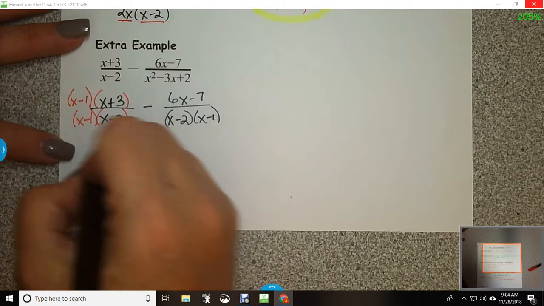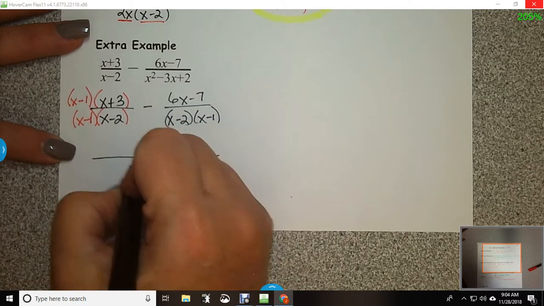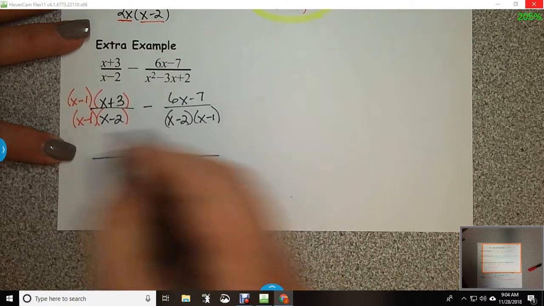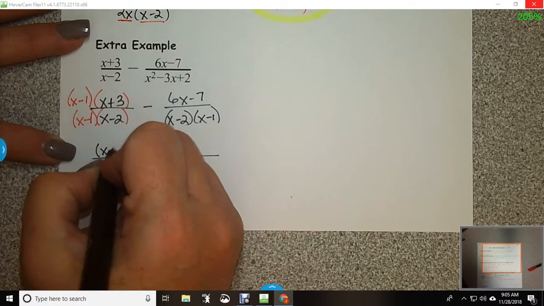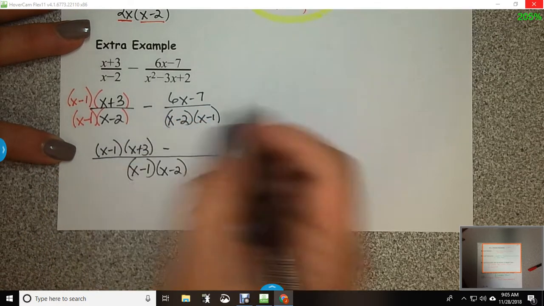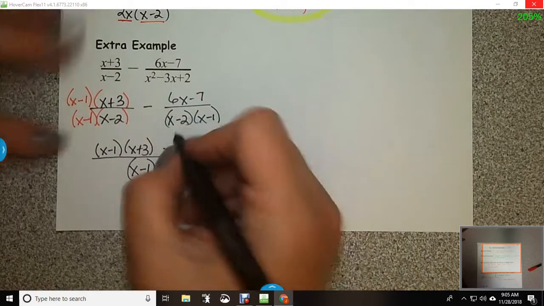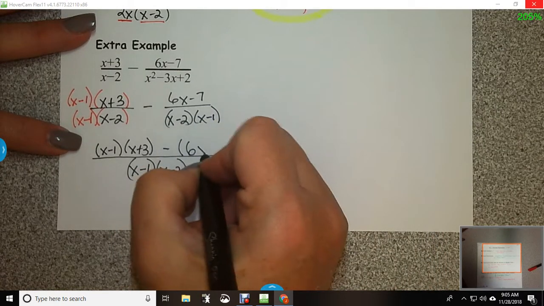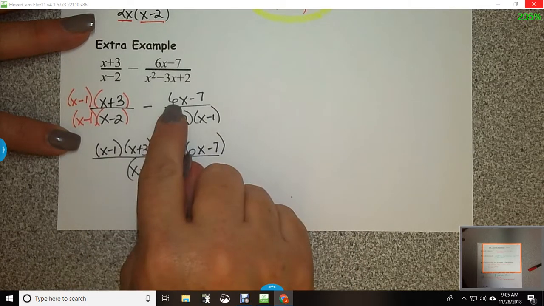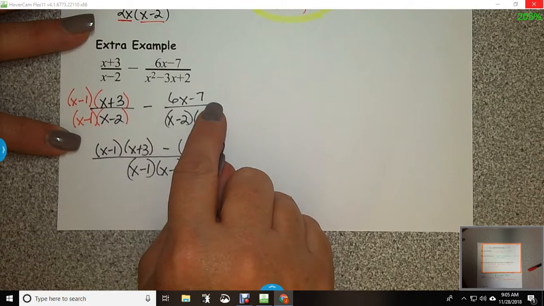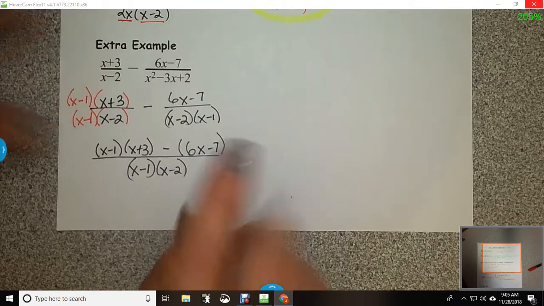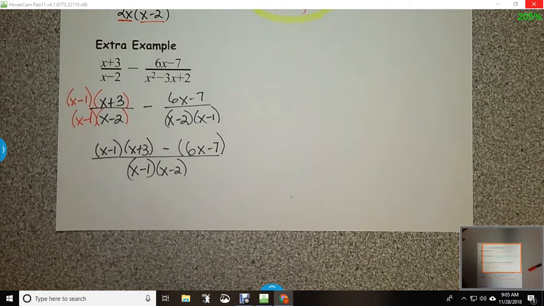So now let's write this as one big fraction. So here's the first numerator minus, and here's where you need to put that second numerator in parentheses because this subtraction sign goes with the entire numerator. So when I write it as one fraction, this minus has to go with all of that. So put it in parentheses so you don't make a silly mistake.